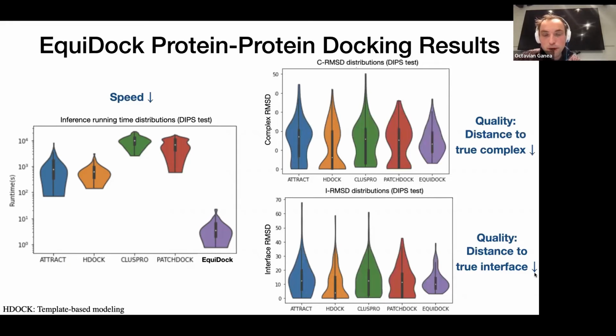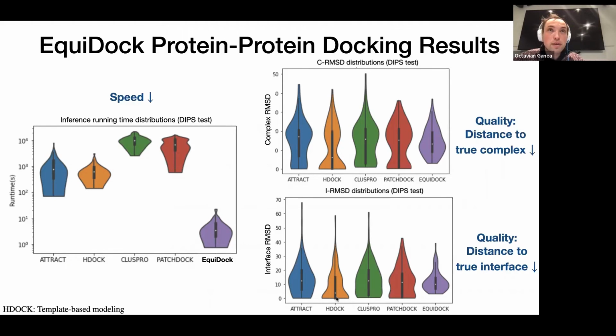In terms of quality, we compare with two metrics, complex RMSD and interface RMSD, and you see here that we are somewhat better than 3 out of 4 baselines, with the exception of HDock. With HDock, I would argue that it doesn't really favor a direct comparison. I will say why. HDock is a template-based technique, so it uses templates from known docked structures. And the problem is that the way we split train and test, for DIPS, is based on protein families, but it's not based on release time.